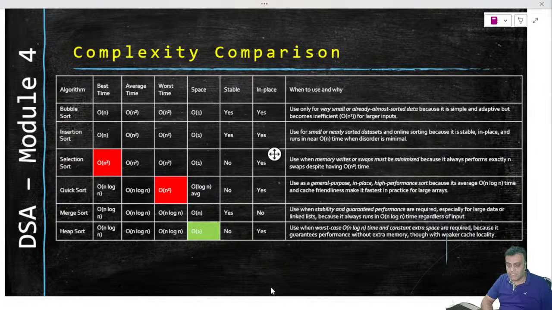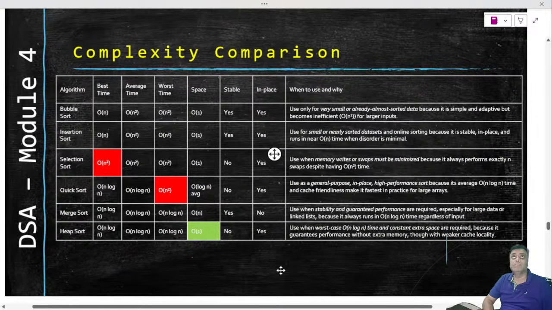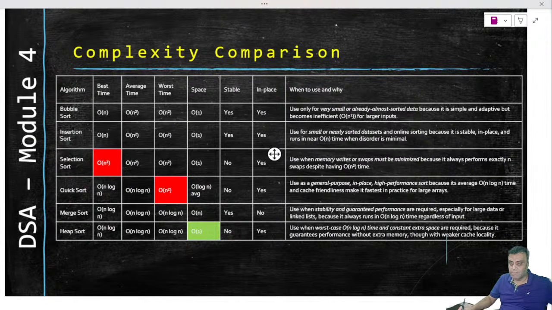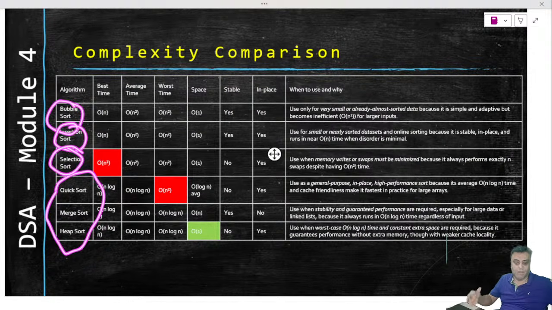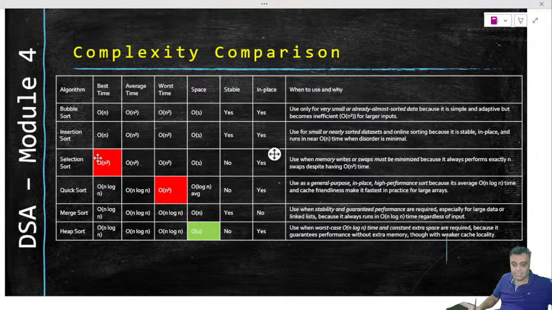The complexity comparisons, let us do it before we jump to the quiz, and after that we will complete the questions. If you see the complexity comparisons, this is what you had done earlier in your last semester. This is what you are learning now. So if I see bubble sort, insertion sort, selection sort, if I put all these three in one bracket, I see that selection sort is going to take much larger time when the best time is compared, right? But all of them take order of n square in the other cases.